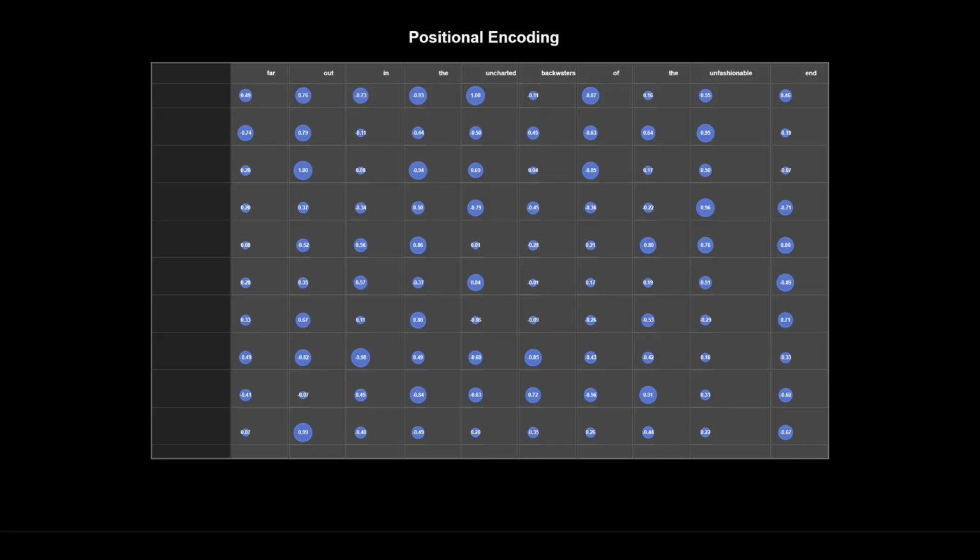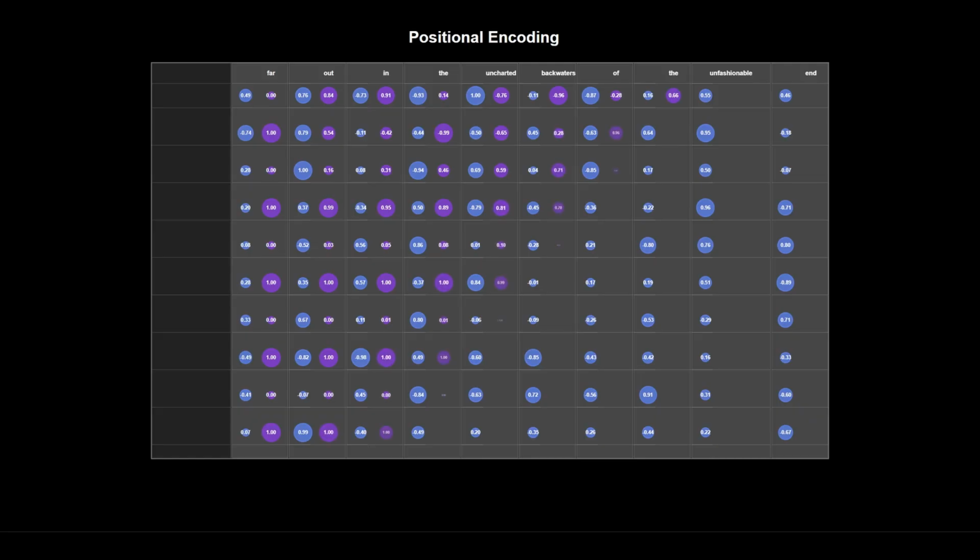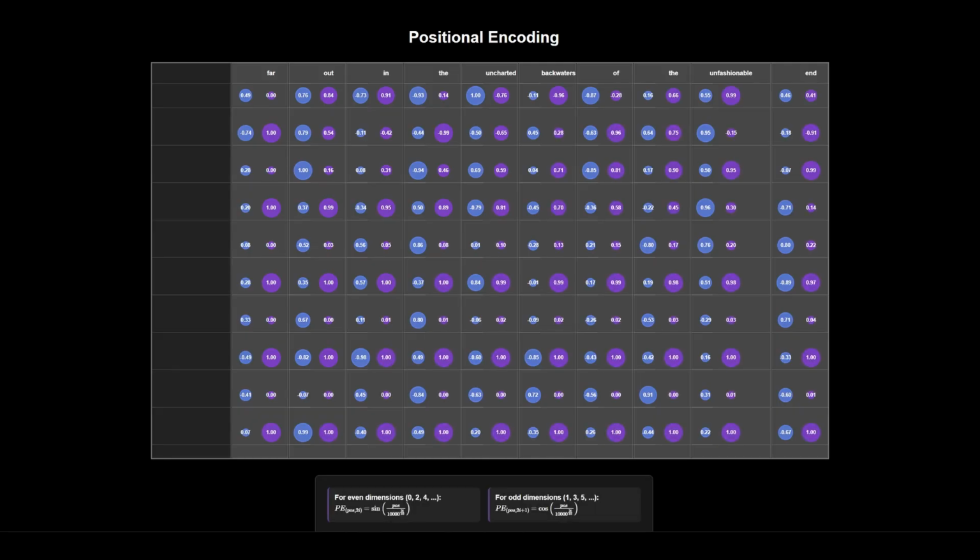But these embeddings are static. The same word always starts with the same set of numbers, no matter where it appears. That's a problem because the model can't tell if far is the first word, the fifth, or the 10th. To fix that, we add another set of numbers, one for each position in the sentence. These are called positional encodings.